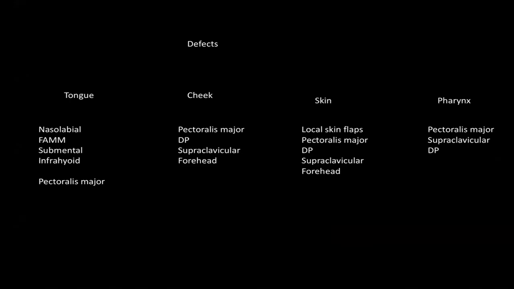If you have a skin defect, local skin flaps like the Limberg or a bilobed flap, or if the skin defect is slightly larger, you can use a cervicofacial advancement flap. If the skin defect is larger, or if it is involving both the mucosal and the skin aspects, then you can think of a pectoralis major flap. The other flaps for skin include the DP, the supraclavicular, and in extreme cases, the forehead flap. And for pharynx, the pectoralis major, supraclavicular, and the DP flap are good options for pharyngeal closures.